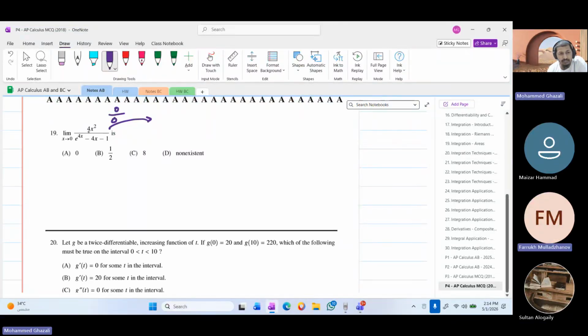So let's differentiate the top. Differentiate the top, you get 8x. Differentiate the bottom, you get 4 e to the power 4x. Don't forget to differentiate the power as well. Minus 4.